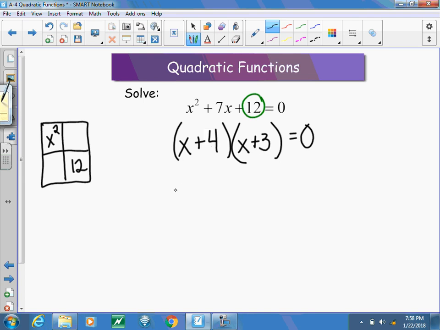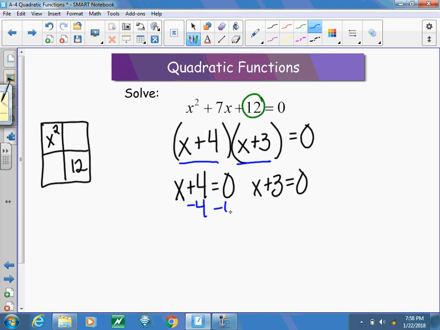So the zero product property says that we can go ahead and take our factors here and set each of them equal to 0. Because you're taking 2 things and multiplying them to get 0, the only way you can get 0 is if you multiply something by 0. So that means that x plus 4 can equal 0, or we can have x plus 3 equals 0. If I go ahead and solve here, we get that x is equal to -4 and that x is equal to -3.